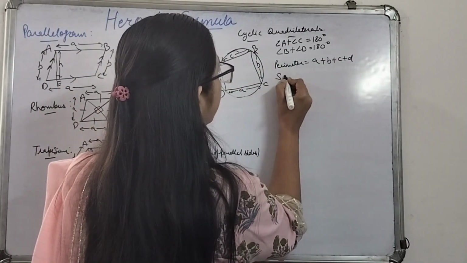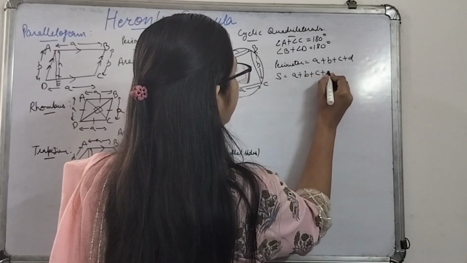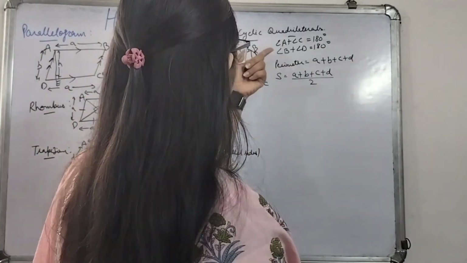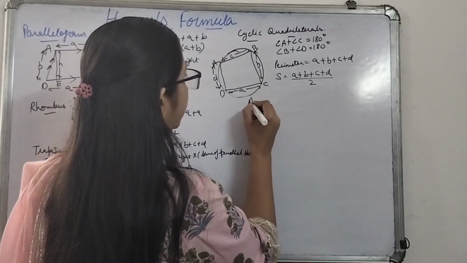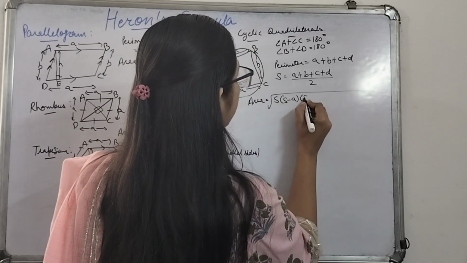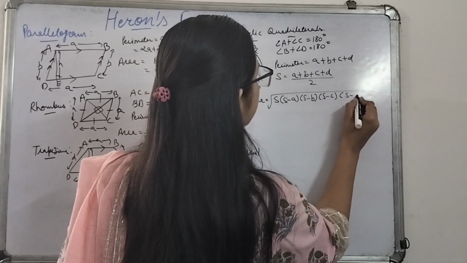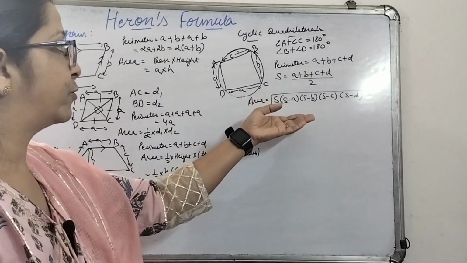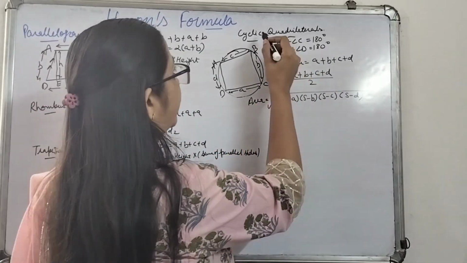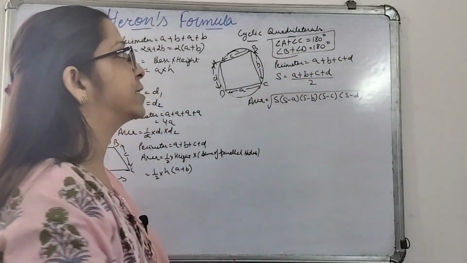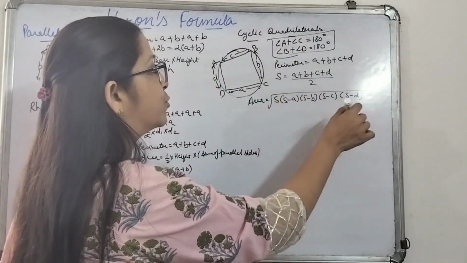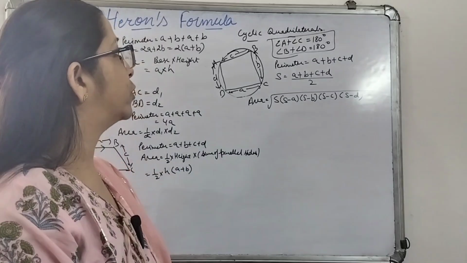So the semi-perimeter will be a plus b plus c plus d by 2. This will be the semi-perimeter of the cyclic quadrilateral. In that case, the area is given by the root of s into s minus a, s minus b, s minus c and s minus d. This is the formula using which we can find the area of any cyclic quadrilateral. The specific property of a cyclic quadrilateral is that the sum of the opposite angles is 180 degrees. So if it is a cyclic quadrilateral, using this formula, we can find its area.